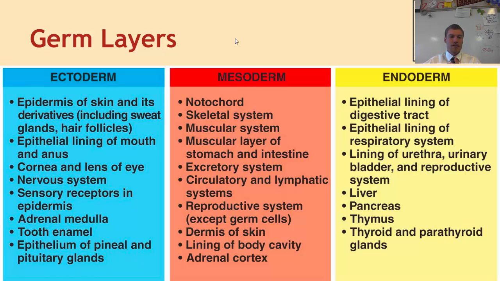It turns into the epithelial lining of the mouth and the anus. It turns into the cornea, lens of the eye, your nervous system, the sensory receptors, adrenal medulla, tooth enamel, and the epithelial of the pineal and pituitary glands.